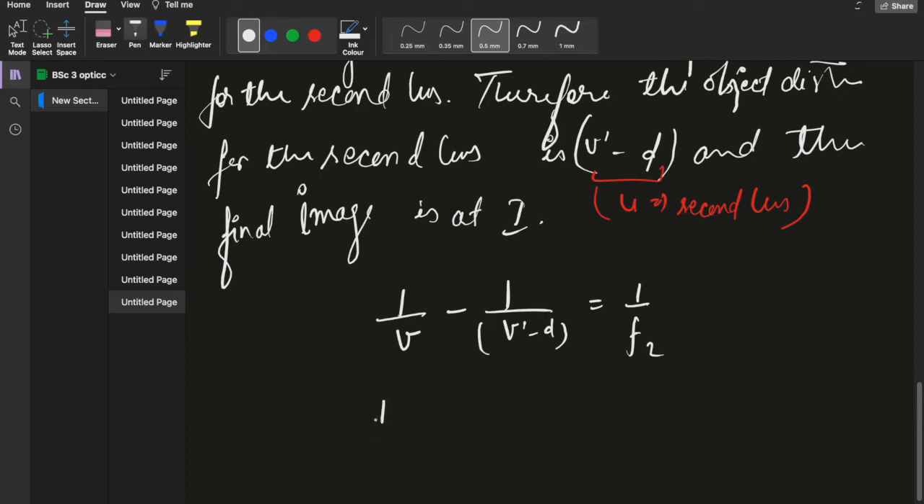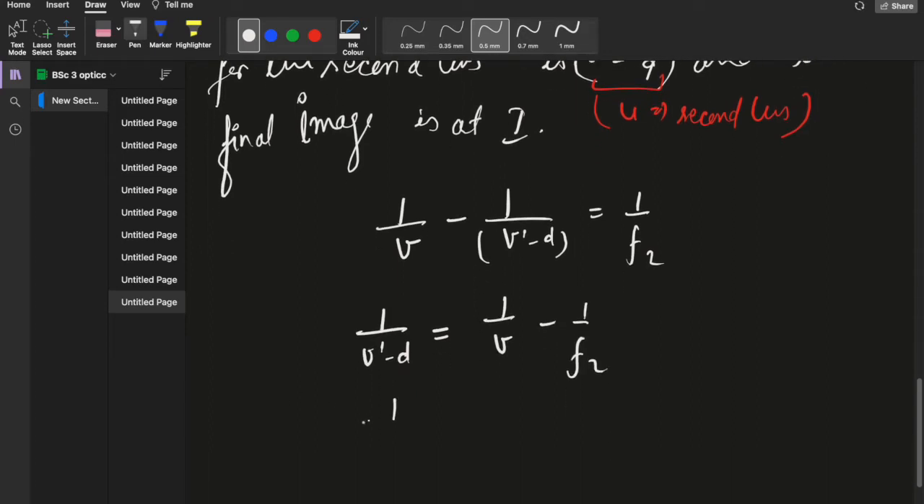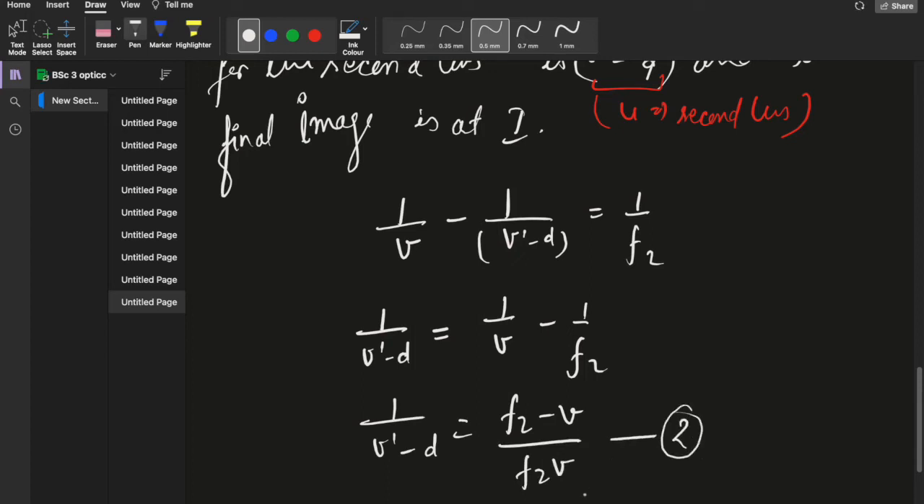Now we have to calculate the value of V dash minus D. We take the right hand side, this becomes 1 upon V minus 1 upon F2. Alright, so 1 upon V minus D becomes F2 minus V upon F2. We call this equation number 2.